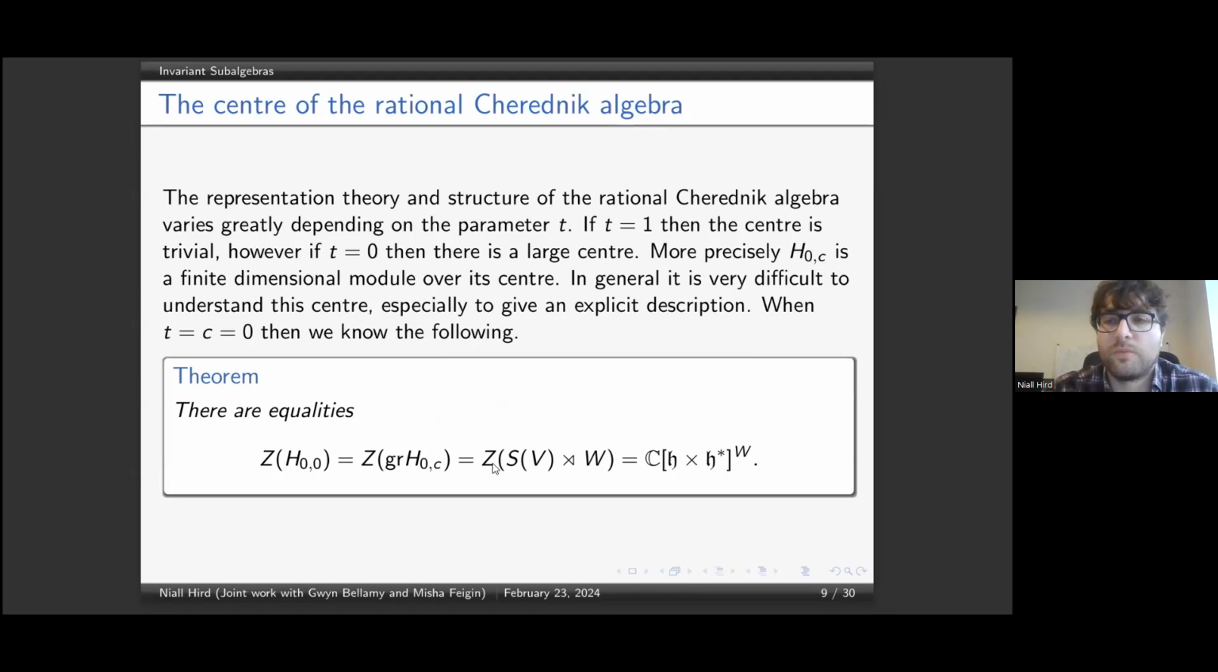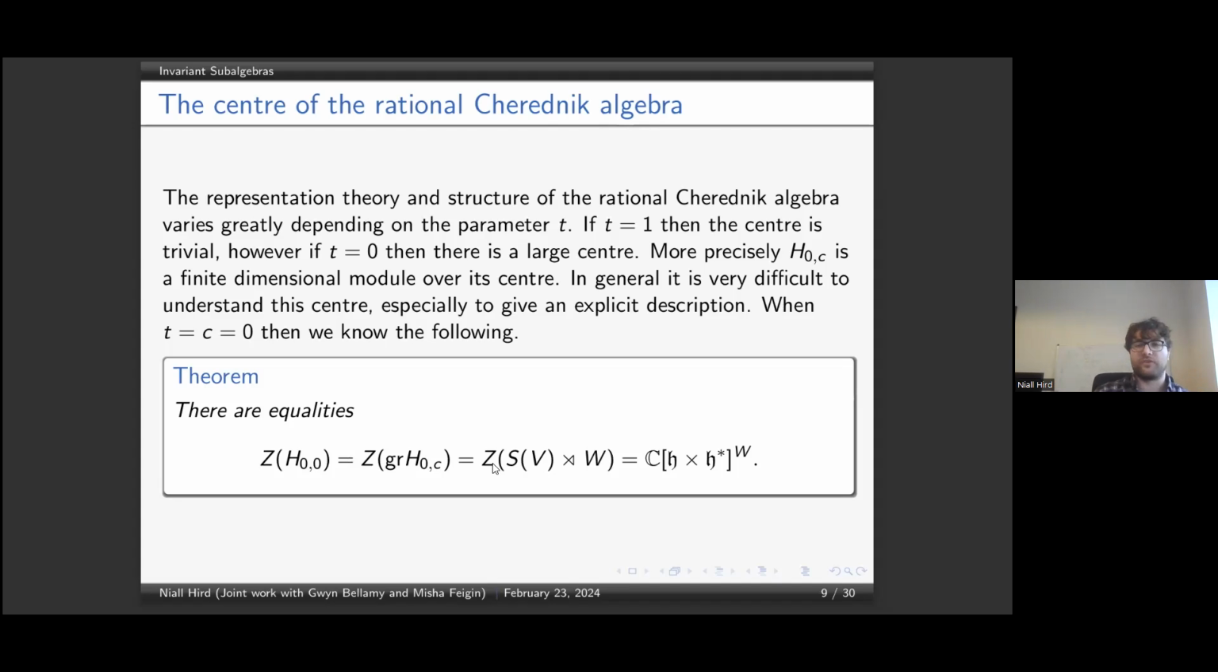Okay, so what do we know about the center of the rational Cherednik algebra already? So first of all, it's pretty important. A lot of the representation theory, the structure of the rational Cherednik algebra, and certainly the geometry of it all depend on the center. So it's something that we want to study. We also know that the parameters T and C obviously affect it, and T much more so than C. So if T is equal to 1, then the center is trivial. So it just means that it's the field that the algebra is over. So it's as small as it can be.